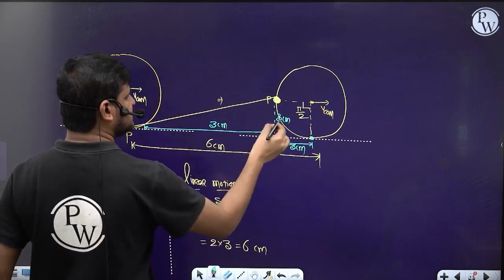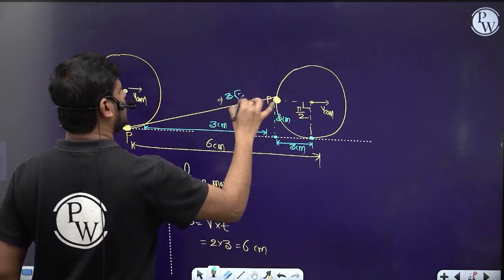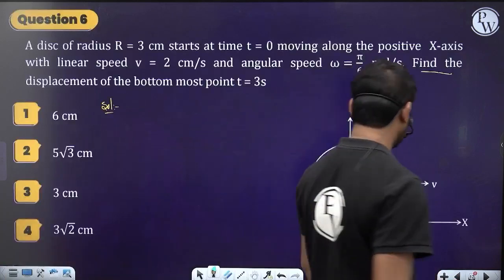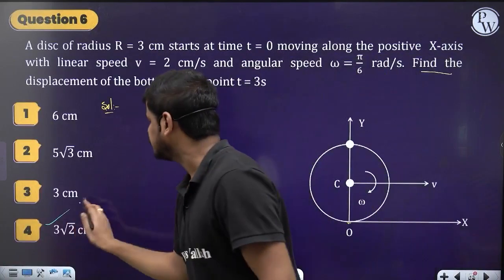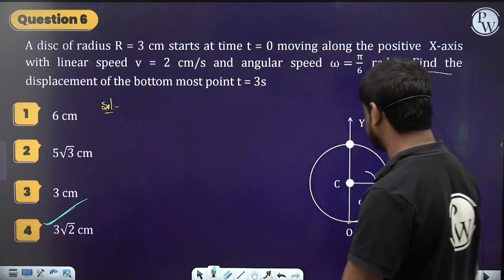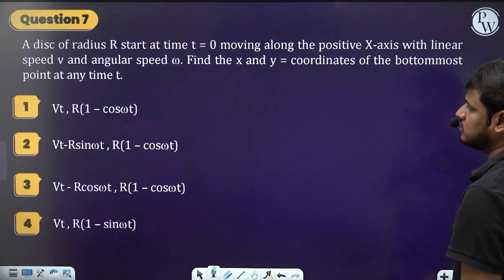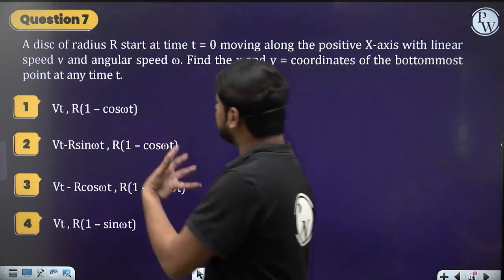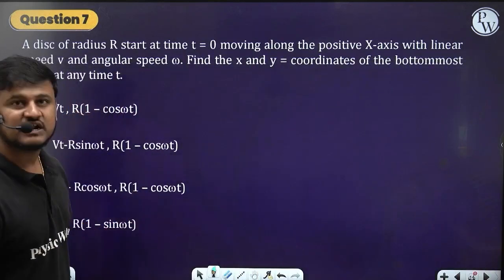Now this is 3, this will be 3 root 2 obviously. So that distance will be 3 root 2 centimeters. That's it. Okay now, understood guys? Simple question. So let's go further. Same question, so let me derive the general formula for that.